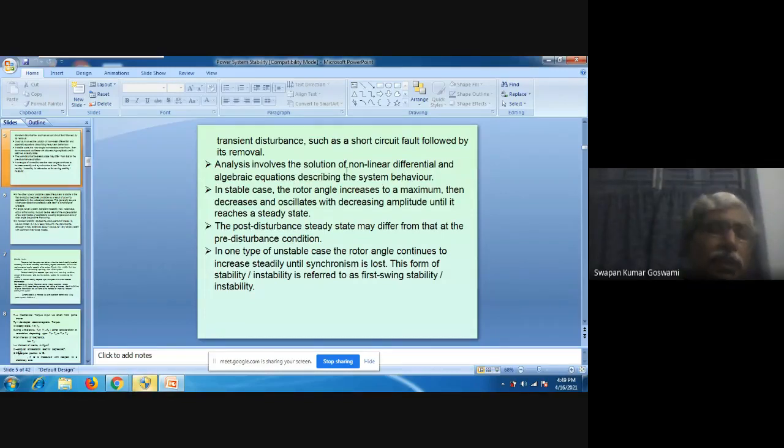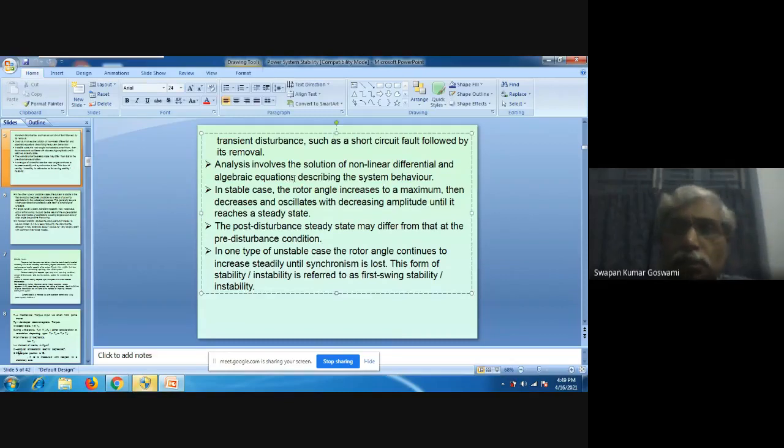Why nonlinear differential equations? Because, as we shall see later on, we shall have to represent the generator, basically the rotor of the generator. If the disturbance occurs, then obviously there will be a change in the generator. So rotor dynamics has to be represented, has to be modeled. That rotor dynamics can be modeled with the help of differential equations, and these are obviously nonlinear differential equations, along with some algebraic equations.